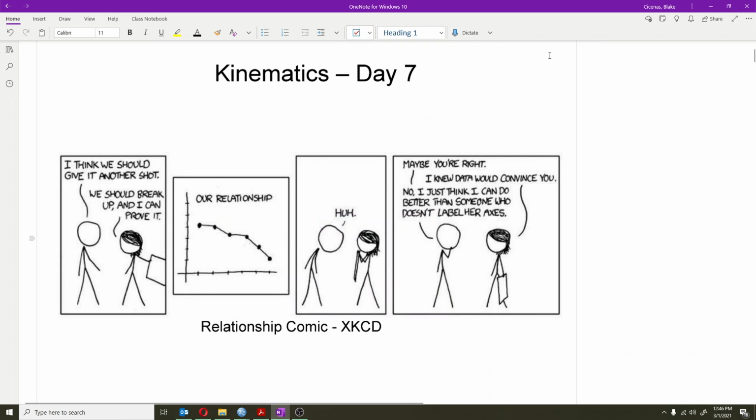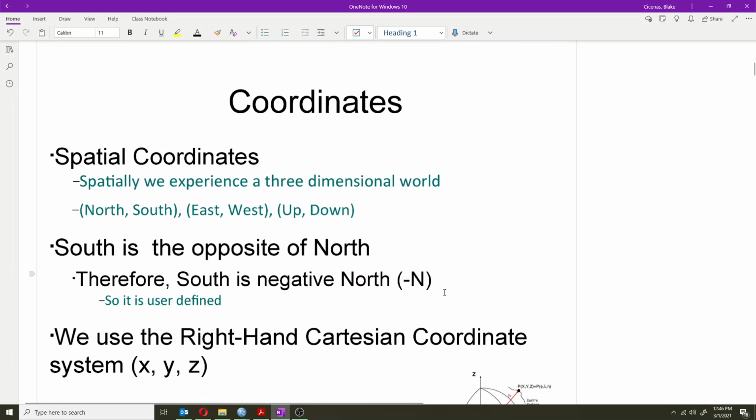Okay, day 7 is the start of our foray into kinematics. That's when things start getting more mathy, i.e., more fun, funner, whatever the word is. We'll say funner. Okay, coordinates. The whole purpose of the lab was to get you understanding coordinates.